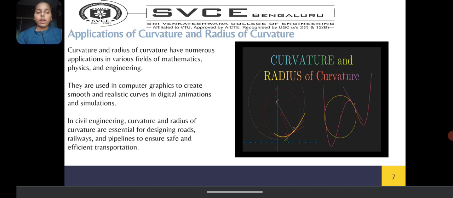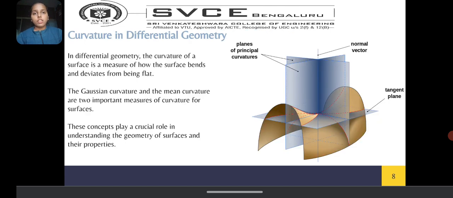Applications of curvature and the radius of curvature. Curvature and radius of curvature have numerous applications in various fields of mathematics, physics, and engineering. These are used in computer graphics to create smooth and realistic curves in digital animations and simulations. In civil engineering, curvature and radius of curvature are essential for designing roads, railways, and pipelines to ensure safe and efficient transportation.